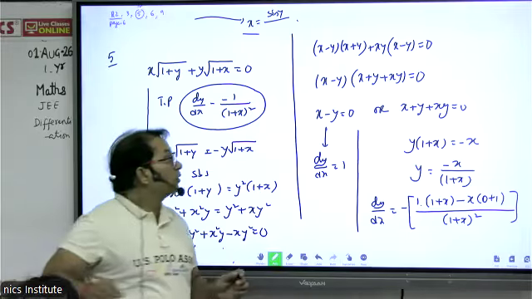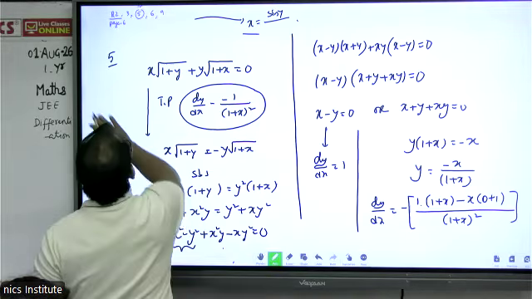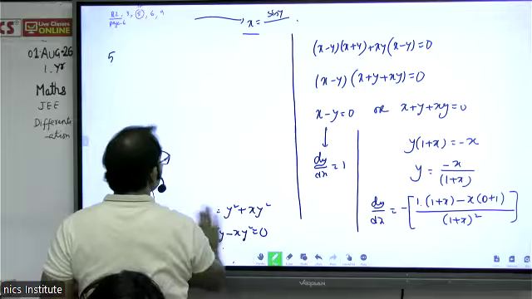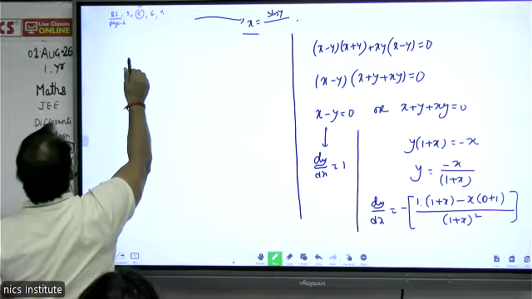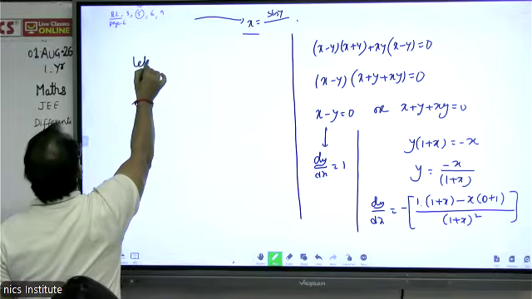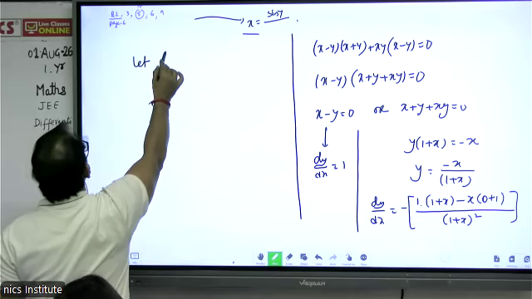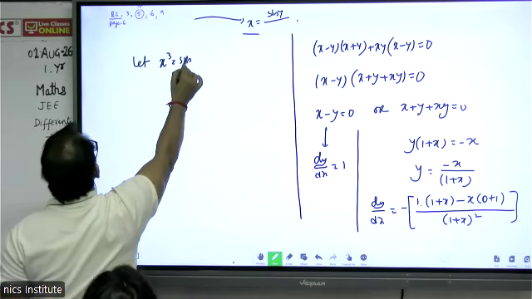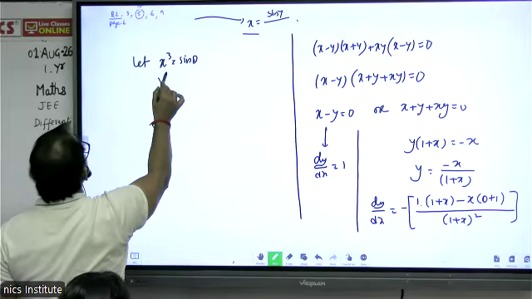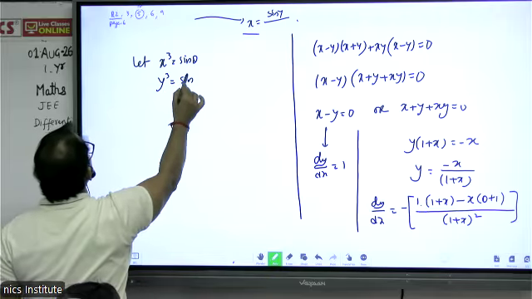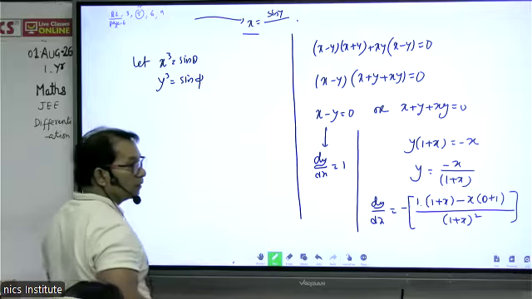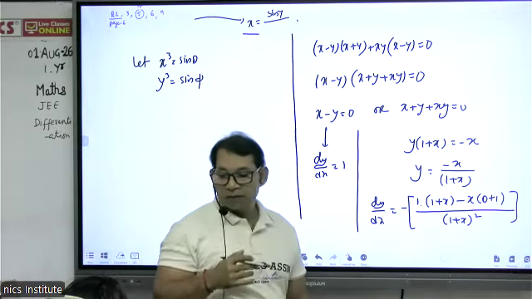So it's very similar to the third question, no? The same as the third question, the only thing is they've given x cube, y cube. So in the sixth question, let x cube be sine theta, y cube be sine phi, and you end up getting the same kind of result.